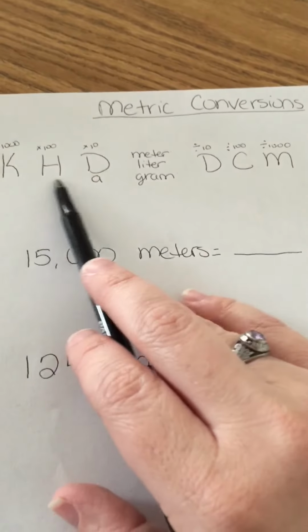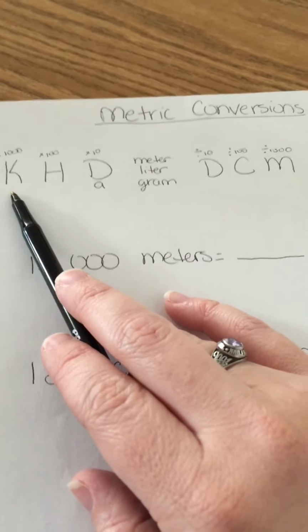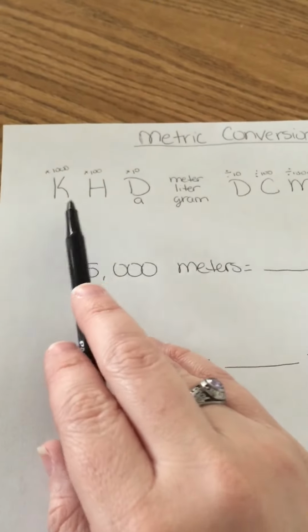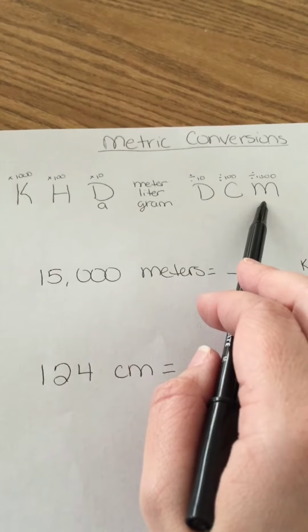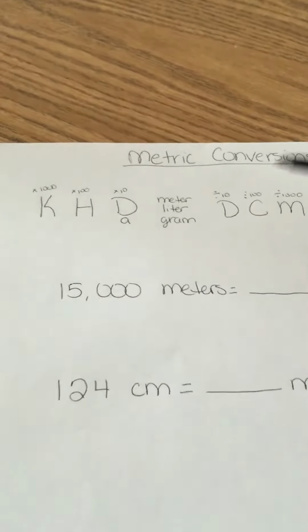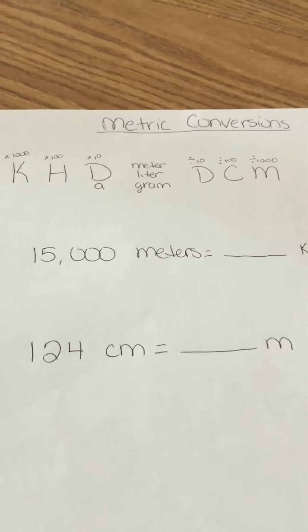So that's how we're going to read this chart, and this chart helps us remember the order of these prefixes from largest, starting here on the left, to the smallest unit going here to the right. So we can use this chart to help us make metric conversions.